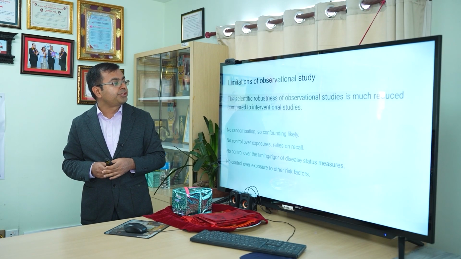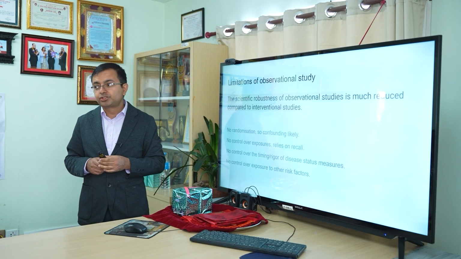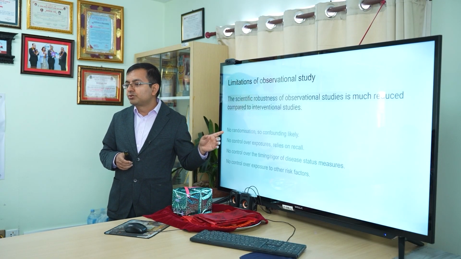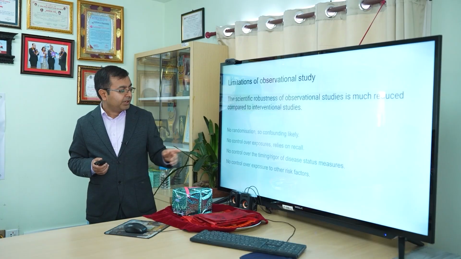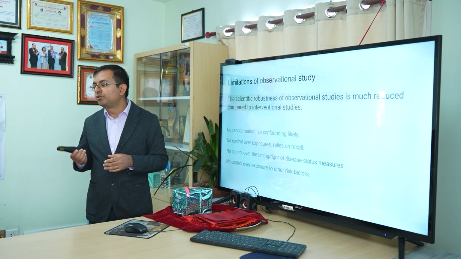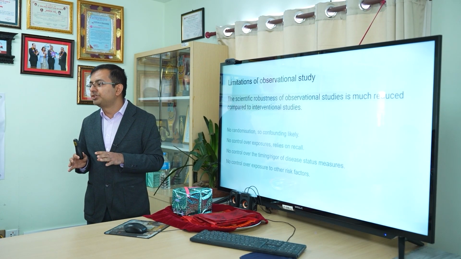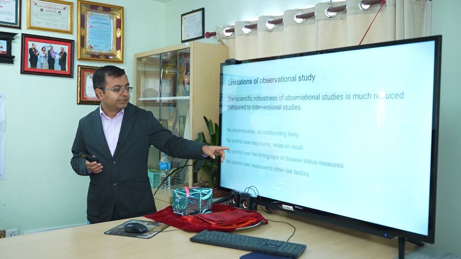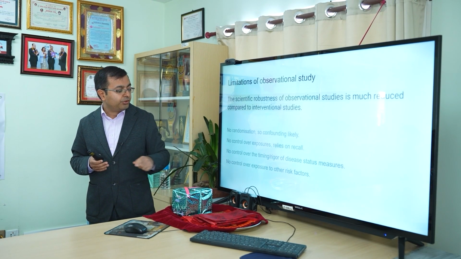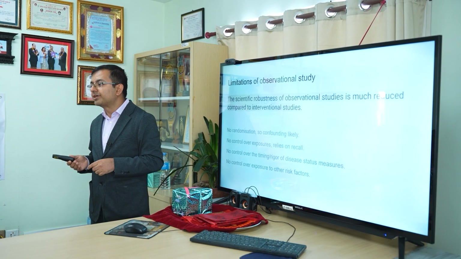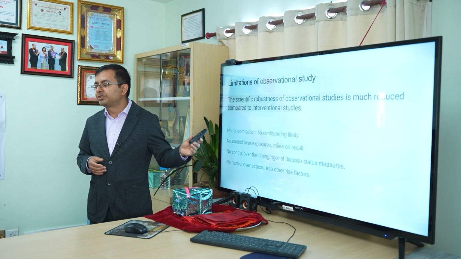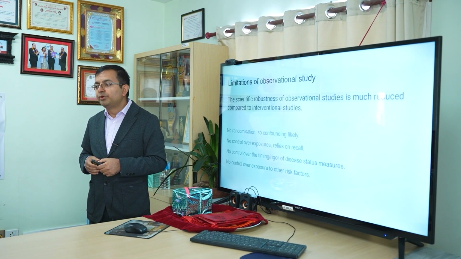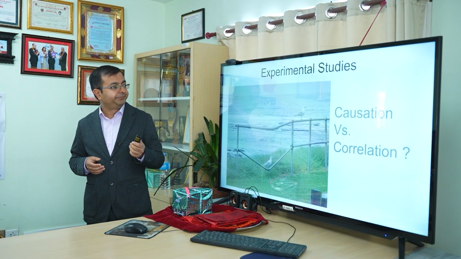It is because the robustness of observational study is much lower compared to interventional studies, because there is no randomization, so there are a lot of biases. There is no control, really control over exposure. You are not changing the system, you are just observing the system. There is no control over timing of disease status measurement, no control over exposure to other risk factor. So all these are the weaknesses of observational study, and that's why we need the experimental design.